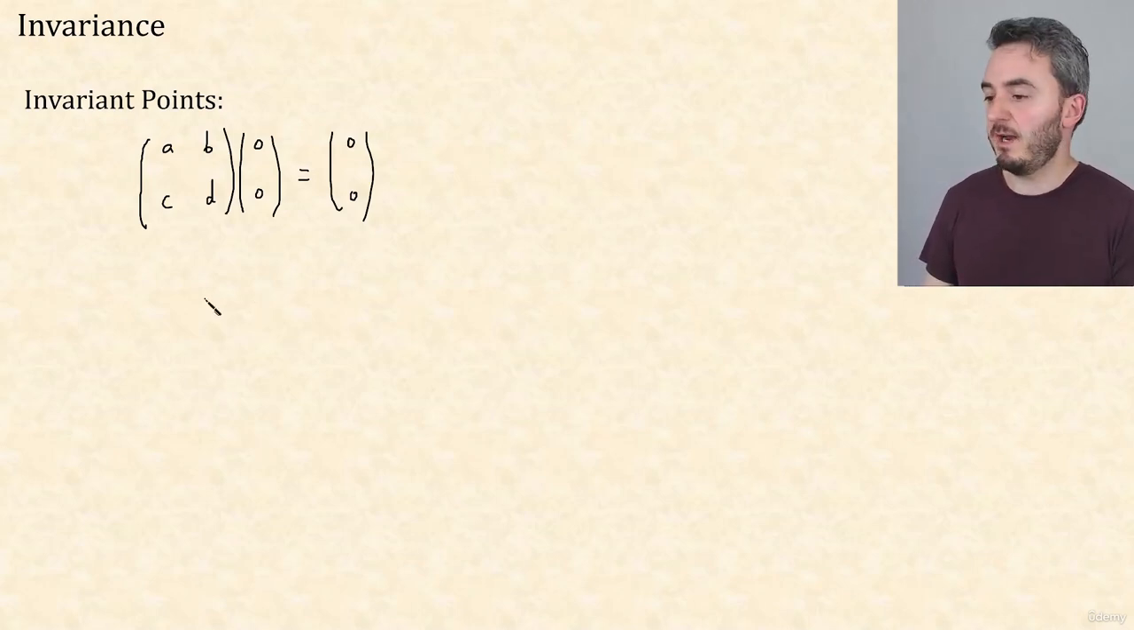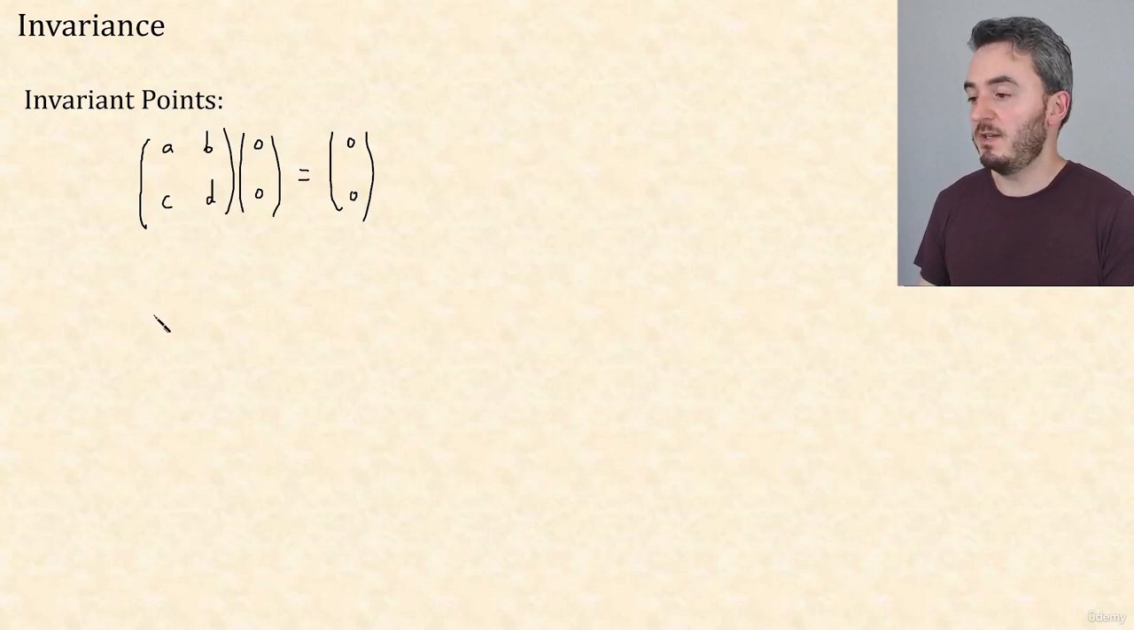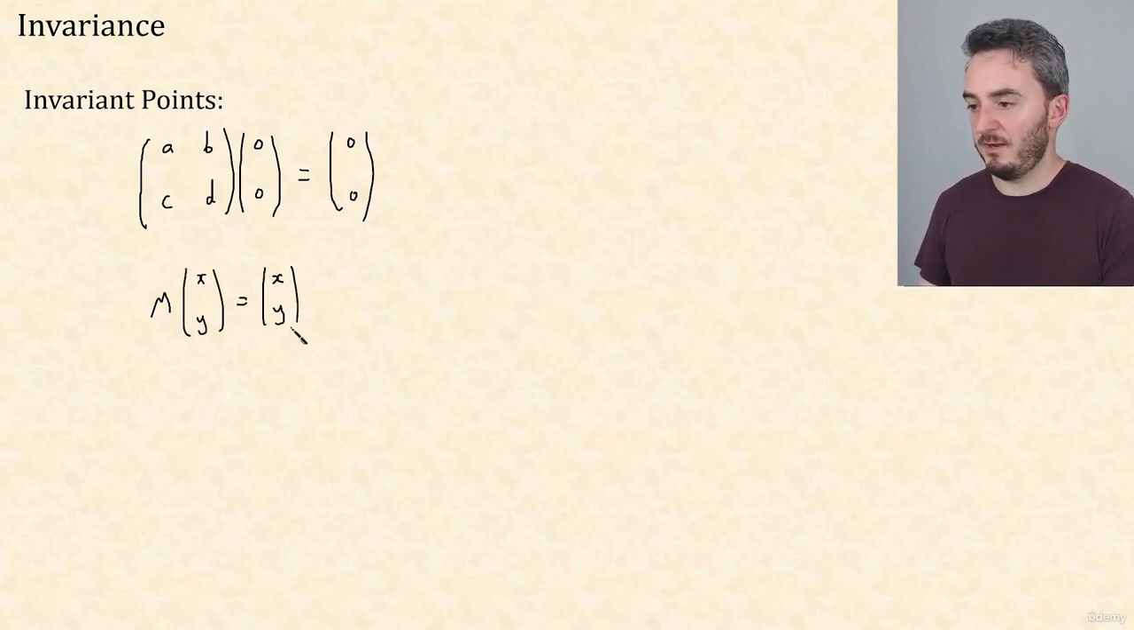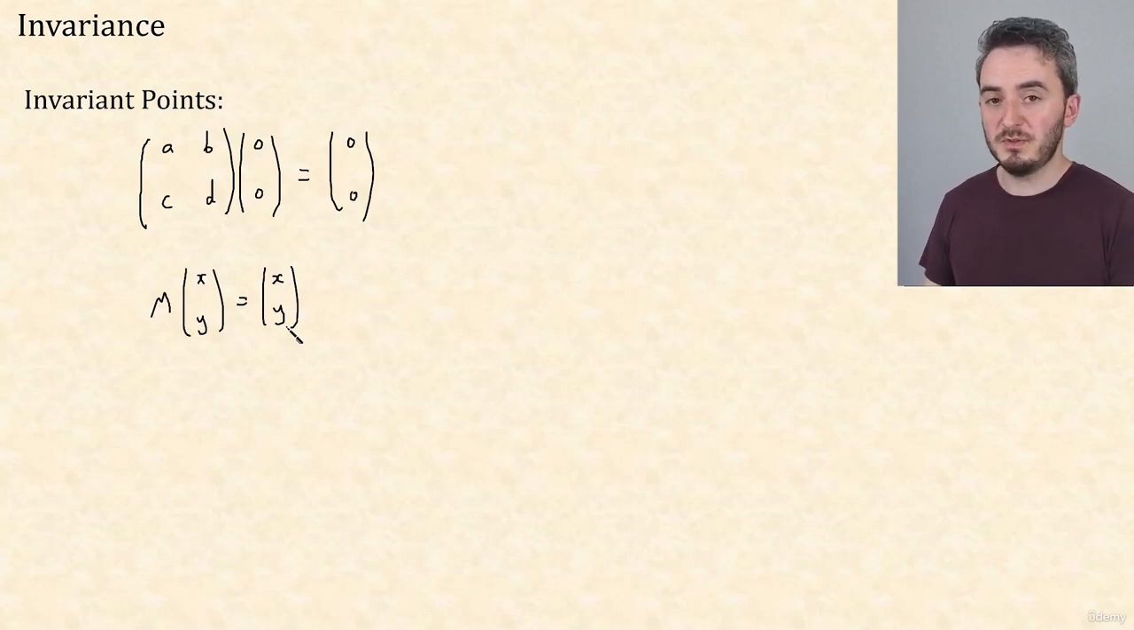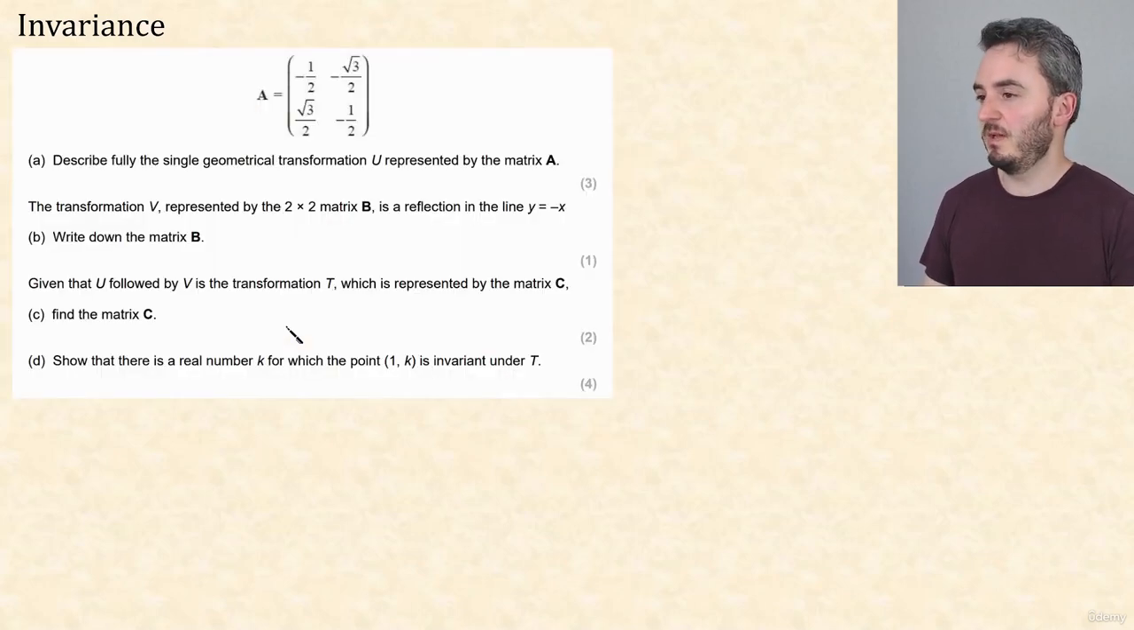The definition of an invariant point is: a point is invariant under M if M times the point (x, y), if we were in 2D, for example, is (x, y). That's the definition of an invariant point. So let's look at a question that explores the idea of an invariant point. Maybe pause the video and try this. Most of this you'll be able to do already.